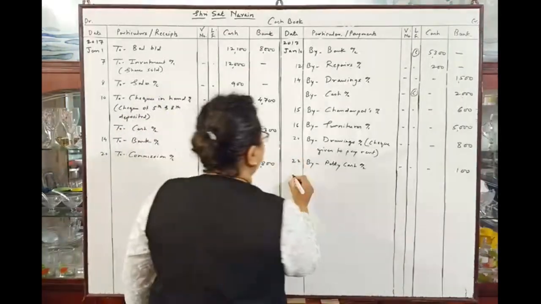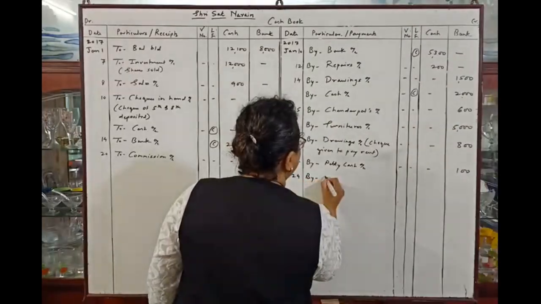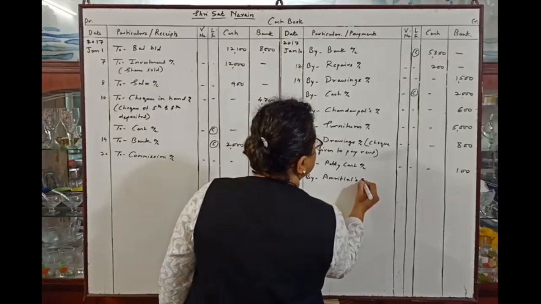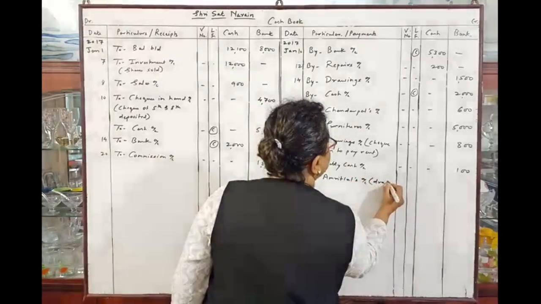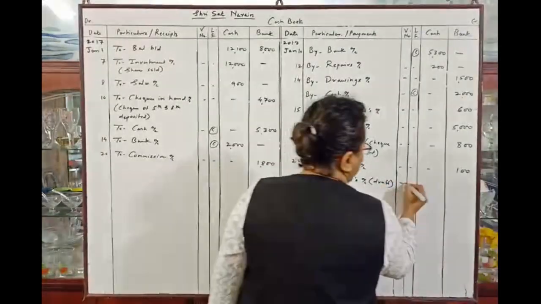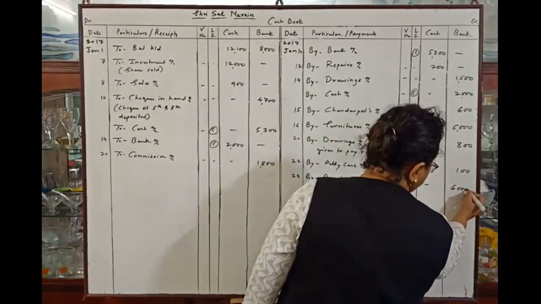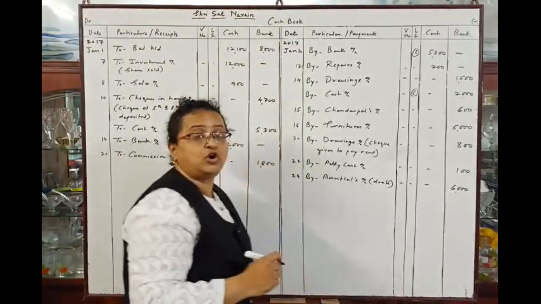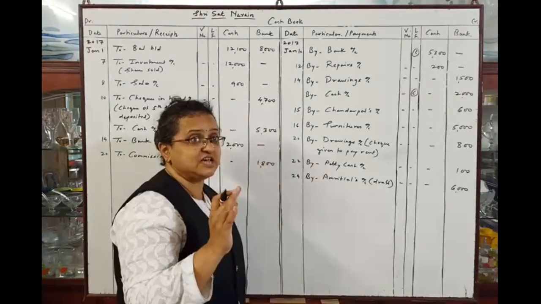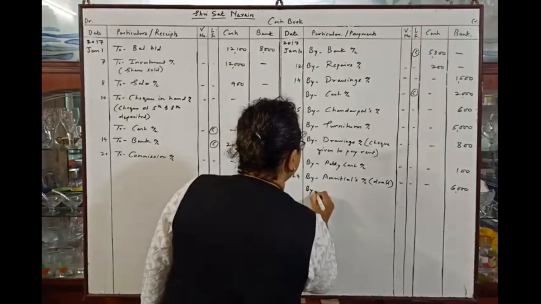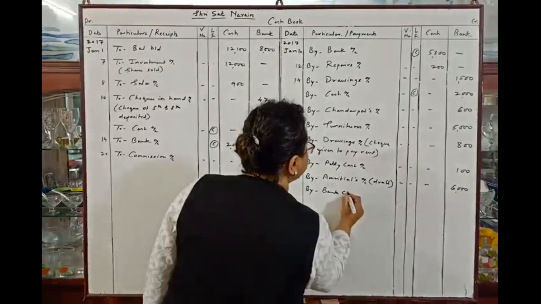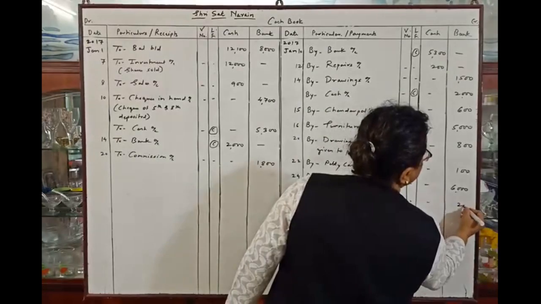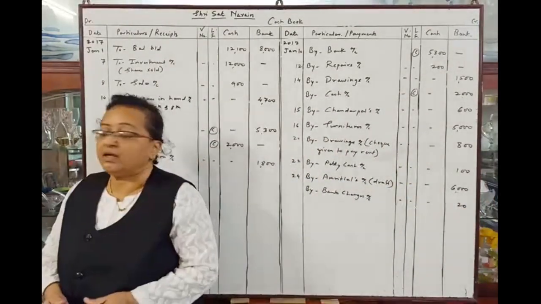So here on 24, by Amrit Lal's account, bank draft has been given, amount for rupees 6,000, and for this transaction bank has reduced or charged rupees 20 bank charges. So by bank charges account rupees 20. Okay, next.